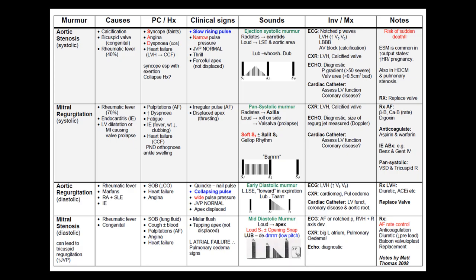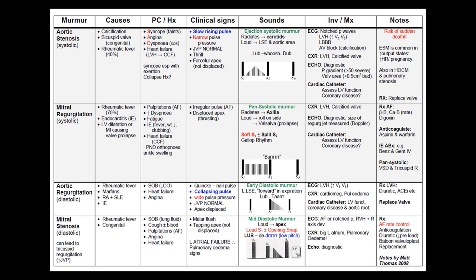The cause of this is whenever the aortic valve becomes very calcified, or you have a congenital bicuspid valve. The aortic valve should be tricuspid. And 40% of aortic stenosis is caused by rheumatic fever. Their presenting complaint can be syncope, angina, or dyspnea. They can also be complaining of heart failure because the valve is too stiff, and this causes enlargement and hypertrophy of the heart. If they get syncope with exertion, this is also a factor that points towards aortic stenosis, and you should be able to look for an echo to actually see the patency of the valve.